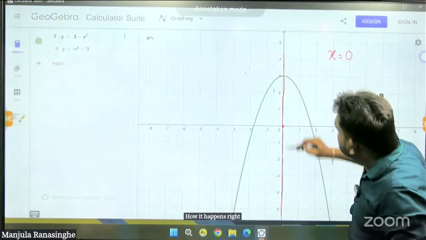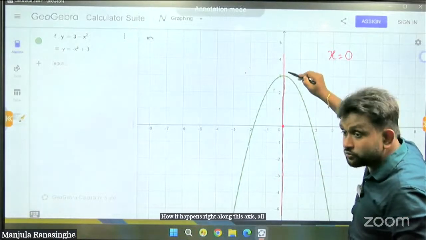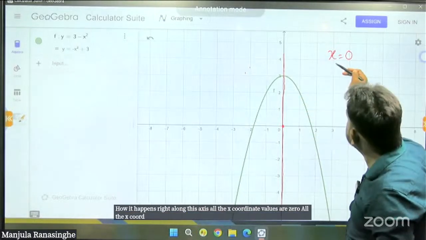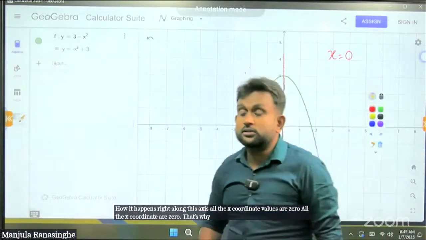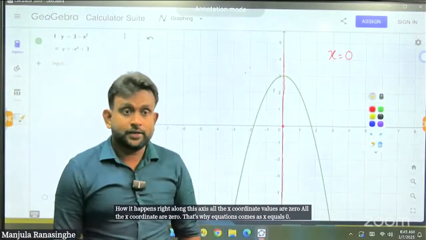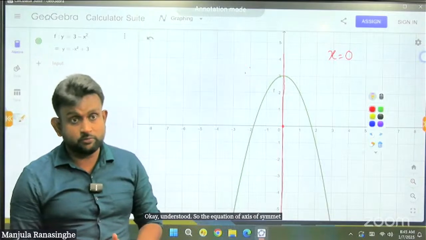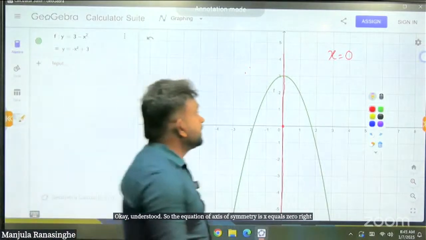How does it happen, right? Along this axis, all the x-coordinate values are 0. That's why the equation comes as x equals 0. Okay, understood? So the equation of the axis of symmetry is x equals 0, right? Then check the next part.